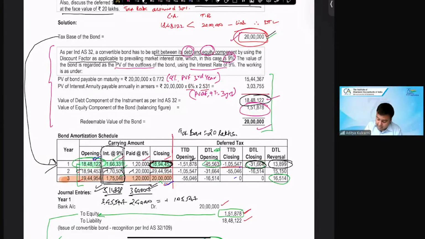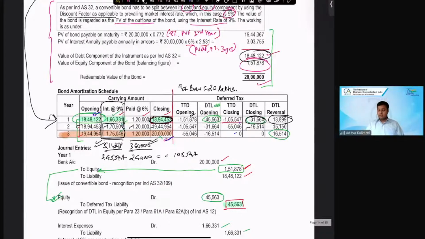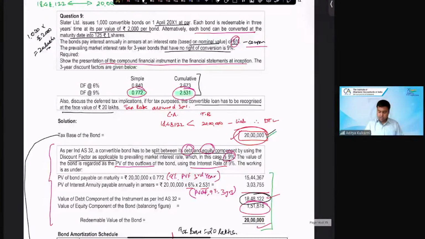Next, opening is okay. Closing is passed already, and then the closing is passed. So this is how you will do the adjustments.